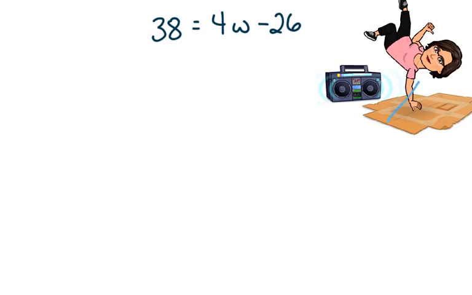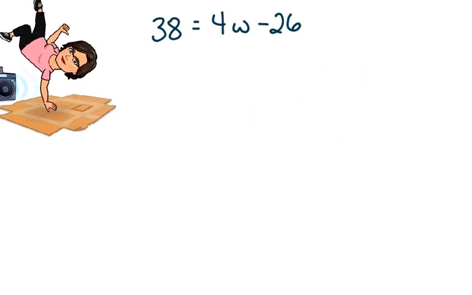All right, let's try it. I'm going to move my picture so it's kind of out of my way. All right, and I'm going to solve it this way. I'm going to add 26 to this side, and I'm going to add 26 to this side. And that's going to cancel that out and leave me with 4W.